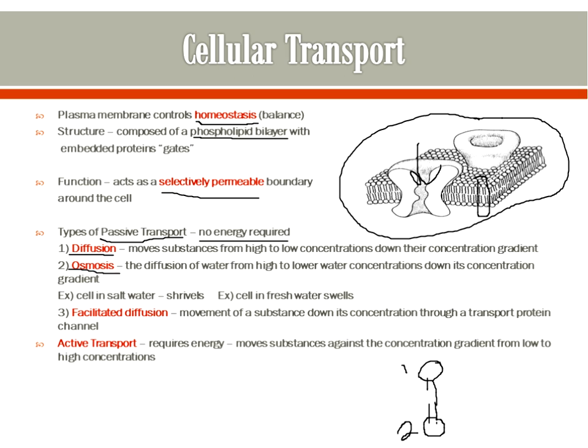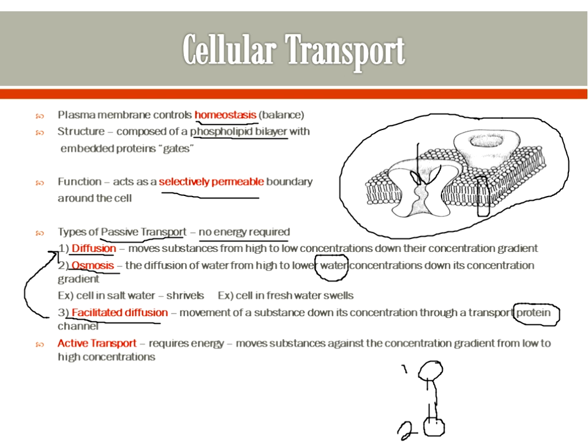Osmosis is the same exact thing, except not particles, but water. That's where water goes from a high concentration to a low concentration. Facilitated diffusion is the same thing as this, but it's facilitated. That means it needs a little bit of help. And the help is with a protein.